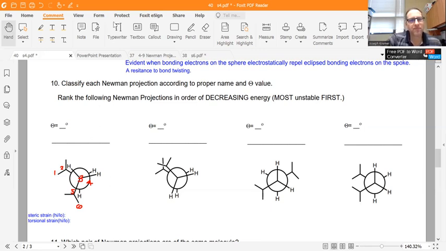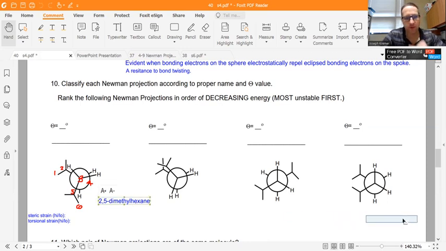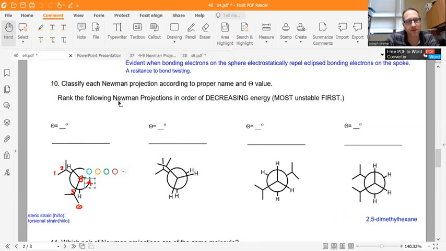Okay, joining back in. By the way, you're looking at 2,5-dimethylhexane. I numbered the main chain. You have a branch at carbon 2, branch at carbon 5. So that's this molecule. You can make Newman projections for any molecule you please. Let's get these numbers out of here, though, because we don't need them.